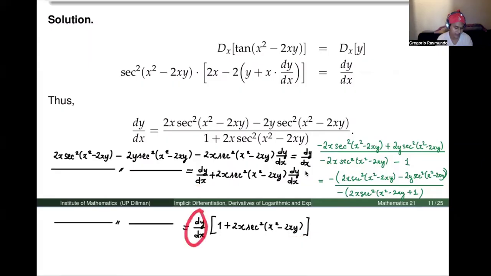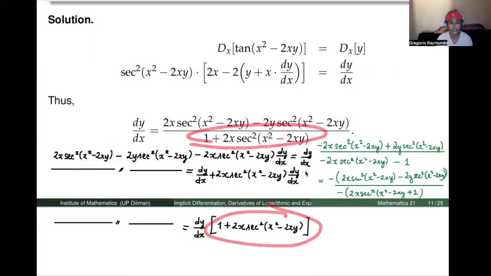What is dy over dx? This expression: 2x secant squared x squared minus 2xy minus 2y secant squared x squared minus 2xy, all over this expression. Okay? That's one way. Another way is the short method, where we take the terms without dy over dx.